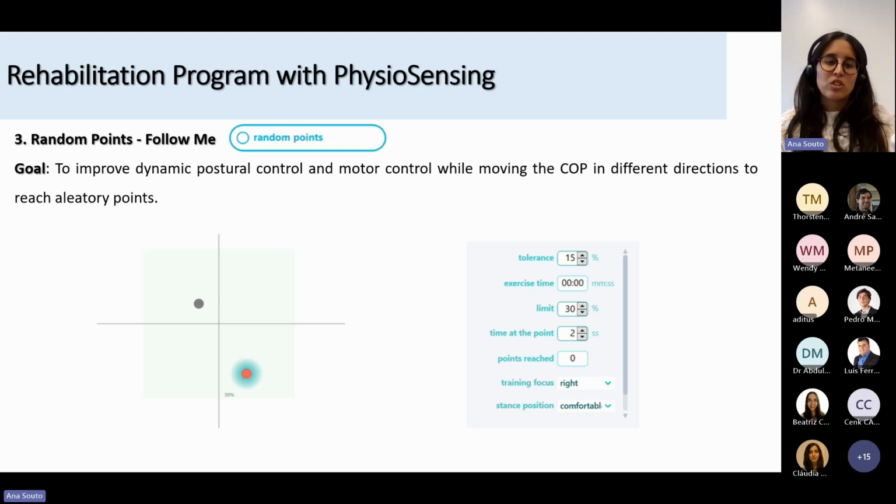Here you can also choose to train only in specific quadrants. So if you say that you want the training focus to be more on the right, the points will appear more on the right quadrant. So this is what it means.